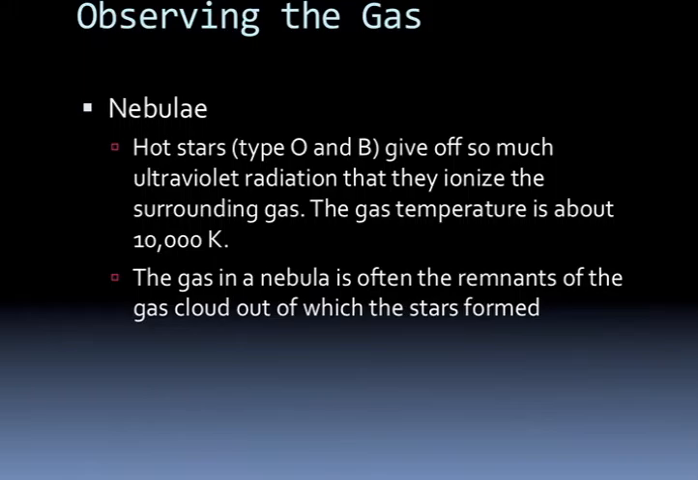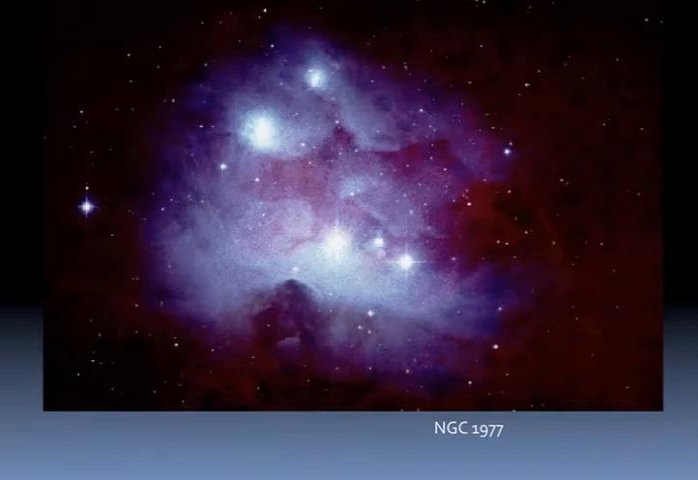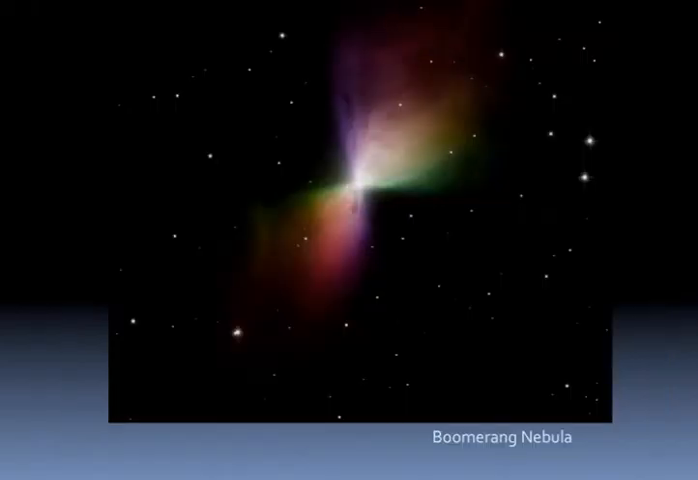So, nebula. The hot stars, the O and B types, give off so much ultraviolet radiation that they ionize the surrounding gas. The temperature can get up to 10,000 degrees Kelvin. The gas in a nebula is often the remnants of the gas cloud out of which the star is formed. These are pictures of nebula, where the hot stars inside of them are causing heating of the gas and dust around it and causing them to emit in different wavelengths. These nebula can be very beautiful. This is the Boomerang Nebula.